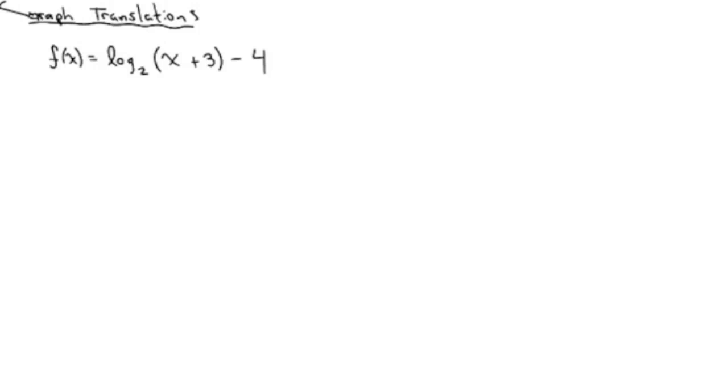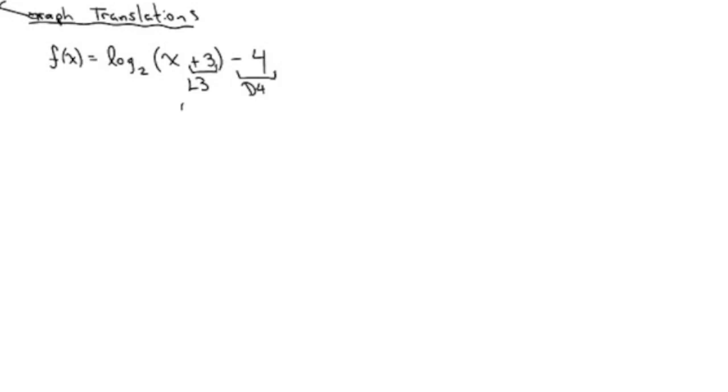Well, let me write it down first. What's the 4 do? Down 4. What's the 3 do? Left 3. Now the base is bigger than 1, so it should have that general shape over there, and it's a logarithm. The base is bigger than 1, so it generally has this picture.